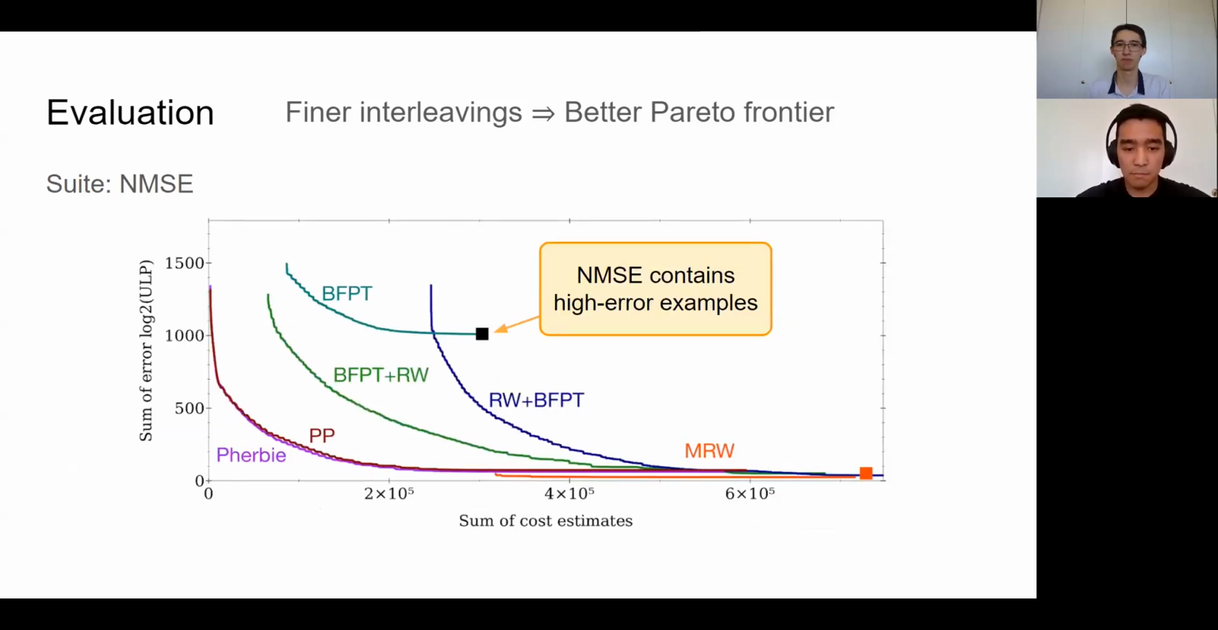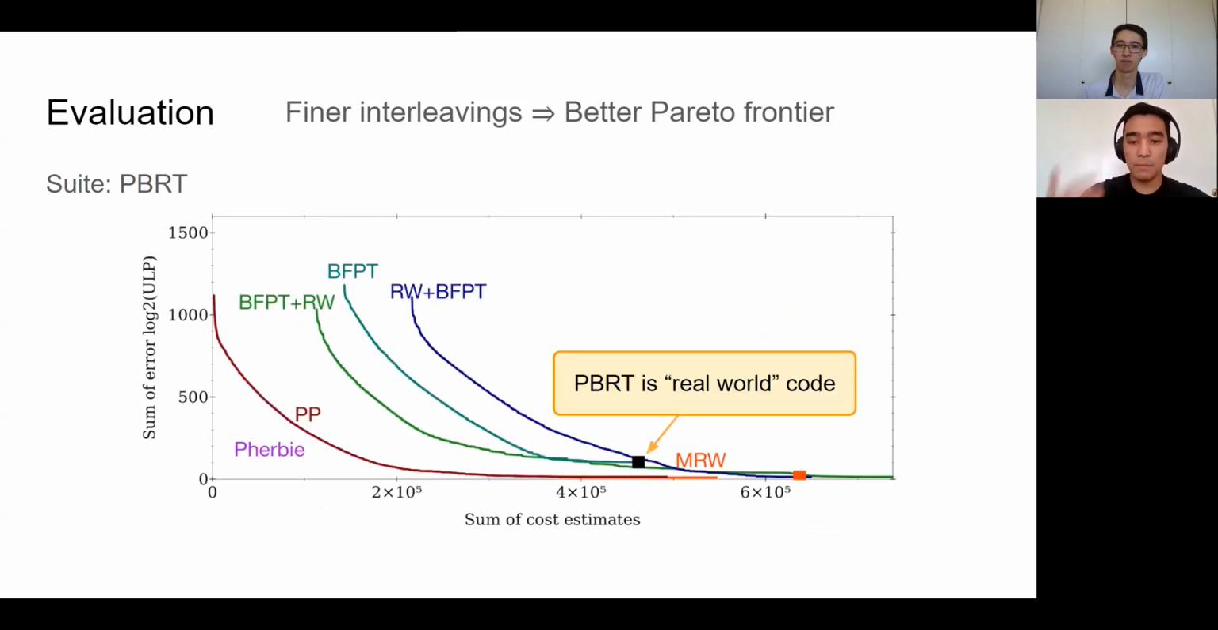So here is the same graph up close. Numerical methods contains high error examples, and that's why we started at a place of high error. Note that Herbie, the orange square in the bottom right, does in fact find better implementations, but increases cost dramatically, while Pherbie finds similar implementations for lower costs. On the other hand, PBRT is real-world code. We start with low error, and Herbie does in fact find better implementations, but Pherbie can pull something off similarly for a much lower cost.